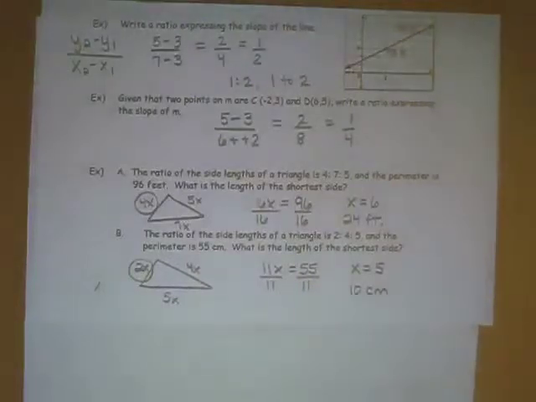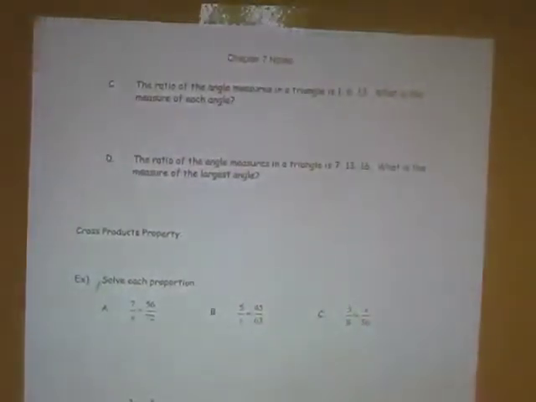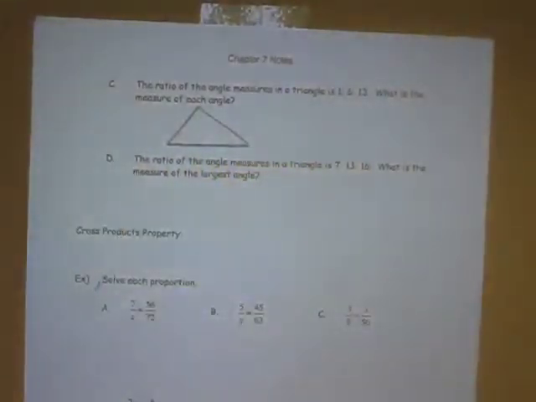All right, if you can flip your page. On top of the next page, we are doing something very similar, but this time instead of the perimeter, we are actually talking about angles in a triangle. So if I draw a triangle according to the problem, the ratio of the angle measures in a triangle is 1 to 6 to 13. What is the measure of each angle?